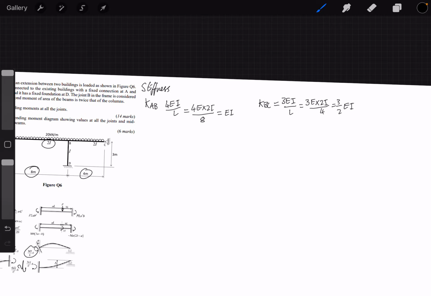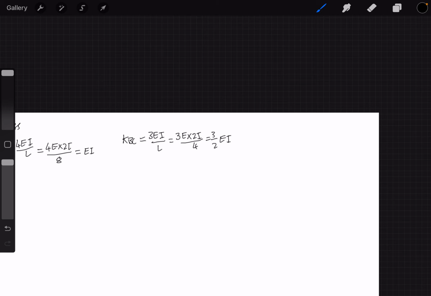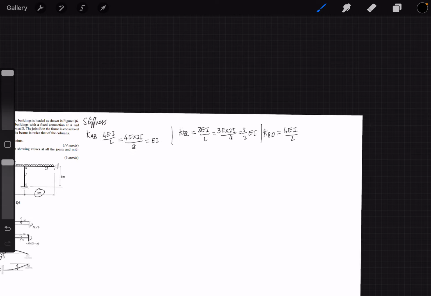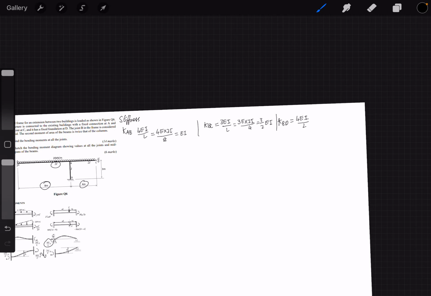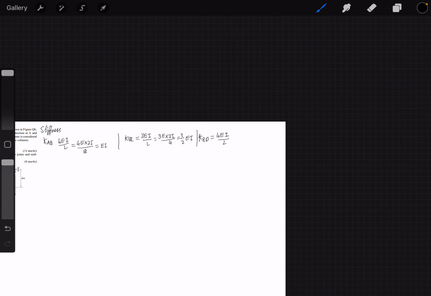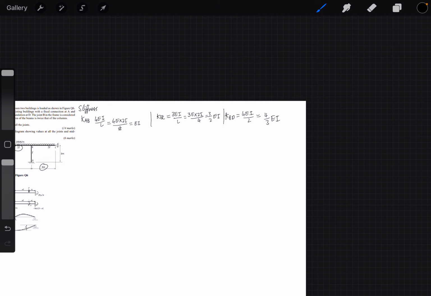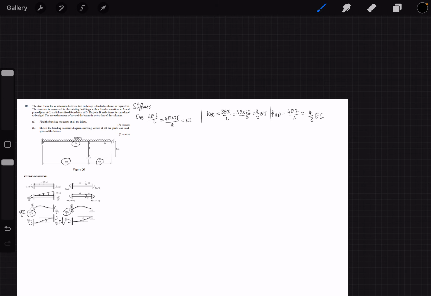Okay, now we do BD. And we basically do the same as we've done for the other stiffnesses, and we use 4EI over L. L is 3, and I is just 1I, it's not 2I this time, so it gives us 4 over 3 EI.